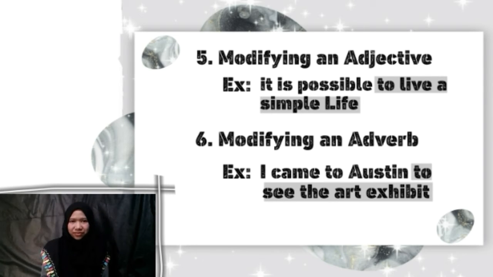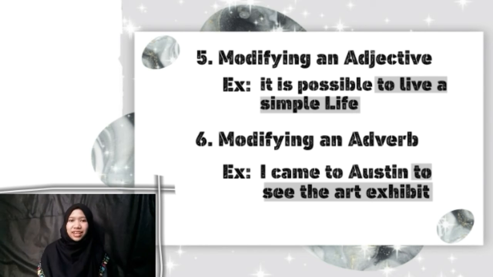Modifying an adjective. It is possible to live a simple life. The infinitive phrase to live a simple life modifies the adjective possible. Modifying an adverb. I came to Austin to see the art exhibit. The infinitive phrase to see the art exhibit modifies the adverb Austin.